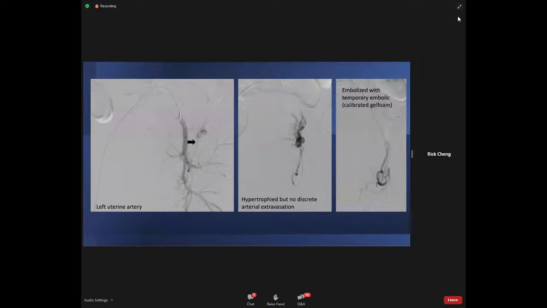So initially, we have skipped a pigtail angiogram just because a CTA was performed. The left internal iliac artery and subsequently the left uterine artery was selectively catheterized with a 4 French C2 Cobra diagnostic catheter. You can see that the left uterine artery is extremely hypertrophied, but there is no discrete arterial extravasation identified. This was successfully embolized with a temporary embolic agent, in which we use calibrated gelfoam here.